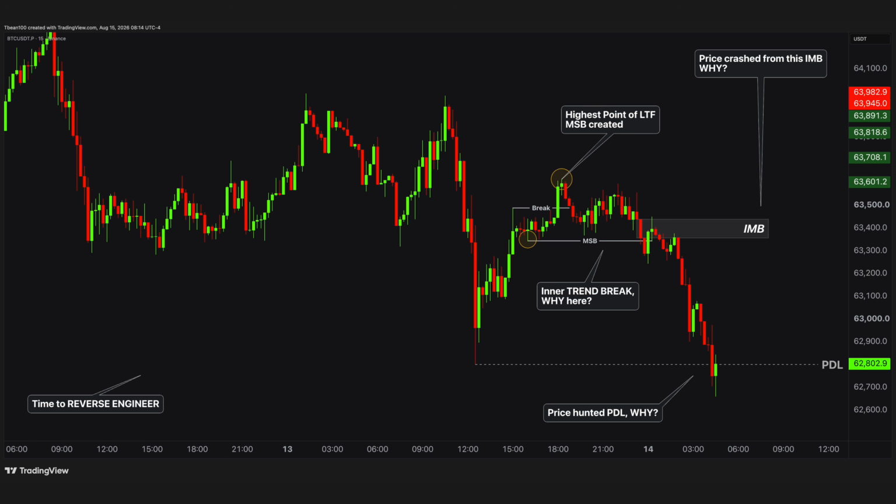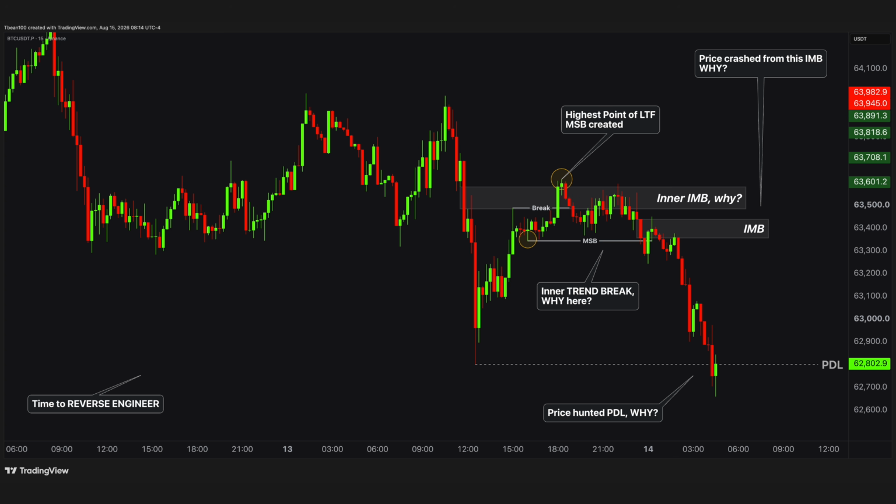That specific imbalance was created by this inner trend market structure change, which caused the push towards the PDL, the previous day low hunt. You see how everything slowly makes sense and you can get the engineering behind it. Let's look at other stuff as well.